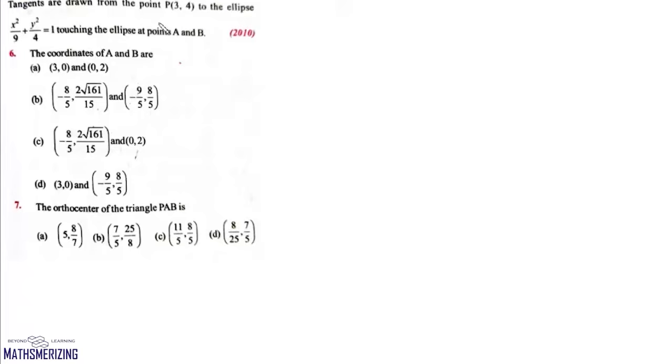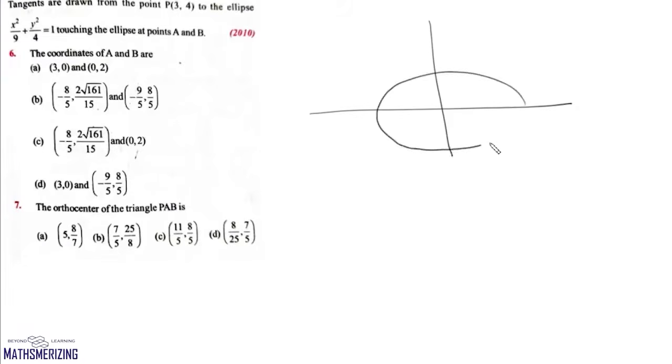Now here the question is, tangents are drawn from the point (3, 4) to the ellipse x square upon 9 plus y square upon 4 equals 1, touching the ellipse at A and B. So first we need to find the coordinates of A and B. So we have this ellipse whose equation is x square upon 9 plus y square upon 4 equals 1, and this point is (3, 0), this is (minus 3, 0), this is (0, 2), and this is (0, minus 2).